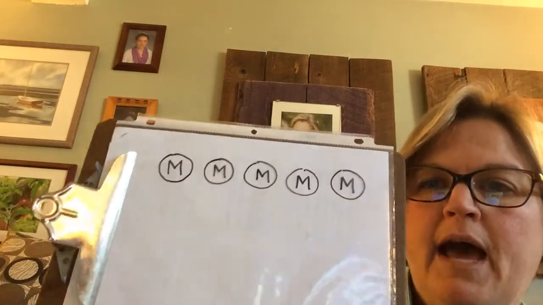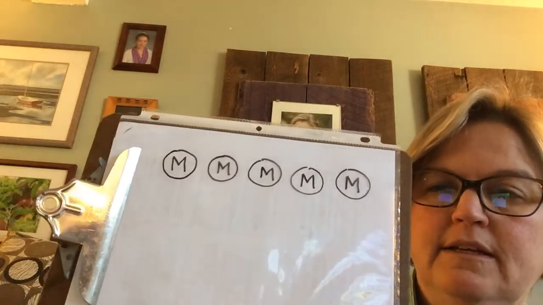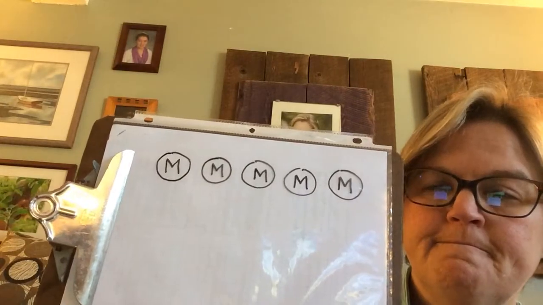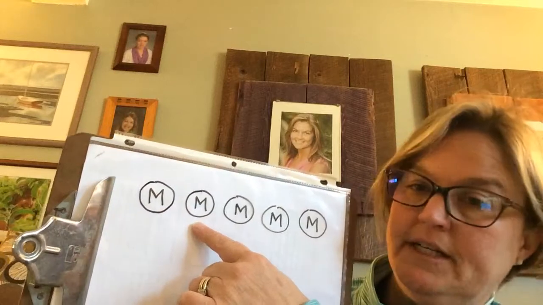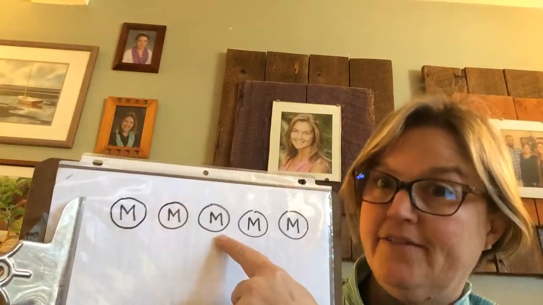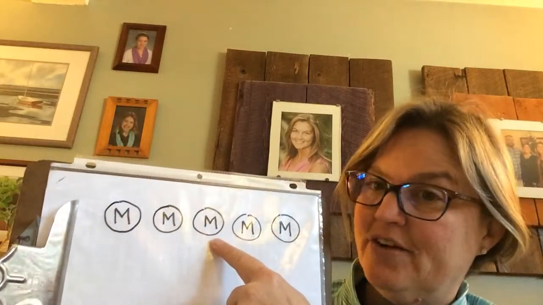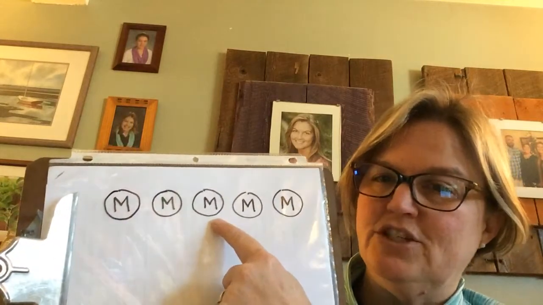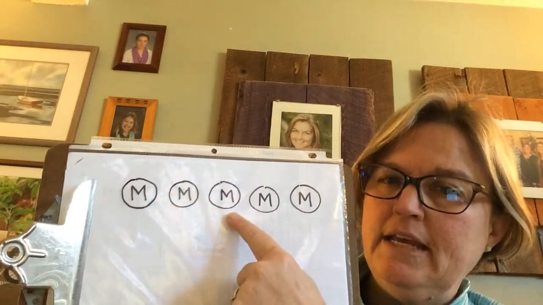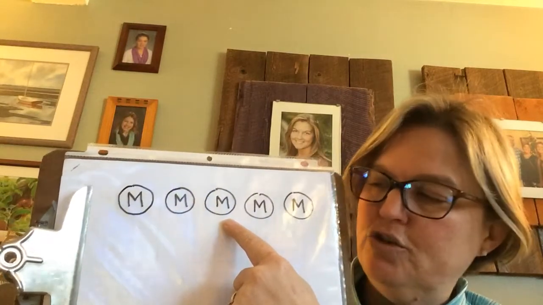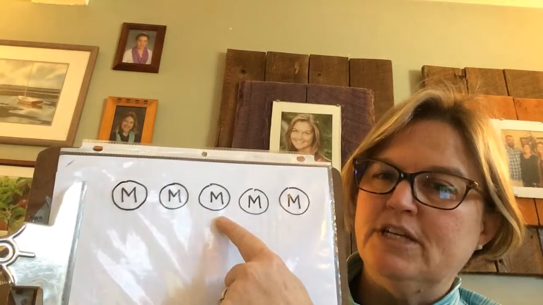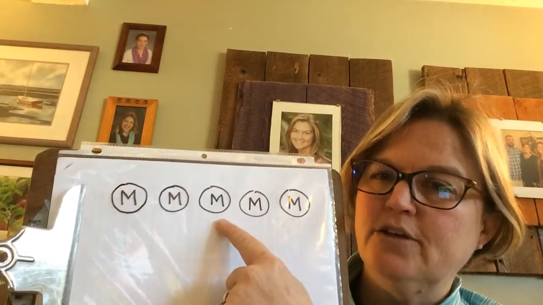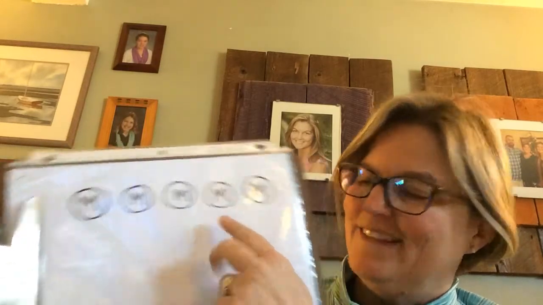She needed to bring back 3 for her friends. Does she have enough? She has 1 for a friend here, 1 for a friend here, 1 for a friend here. Does she have enough? She does. Does she have too many? She does. She has too many. How many more does she have than what she needs to bring back for friends? How many extras? That's right. She has 2 extras. Good.